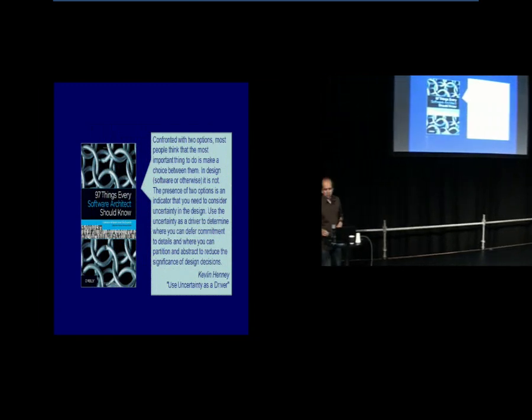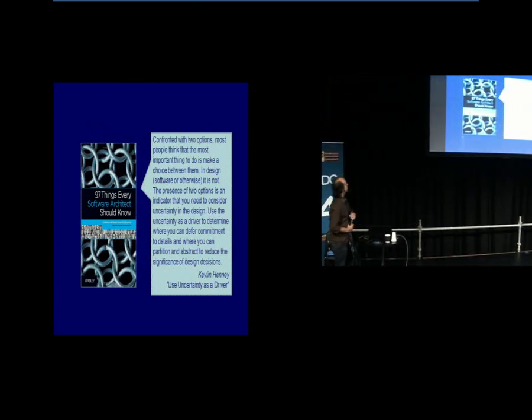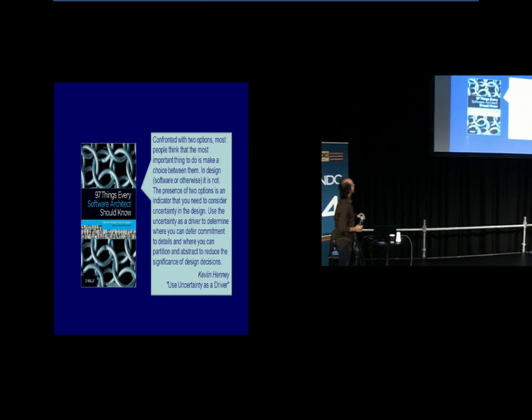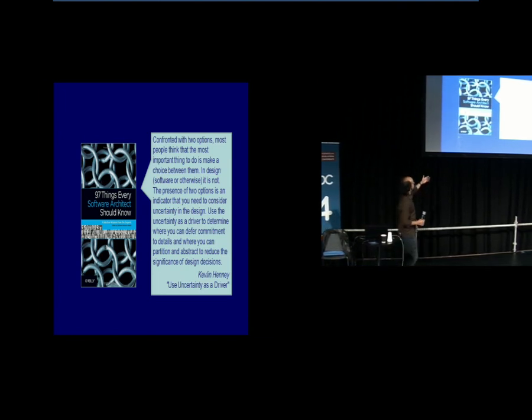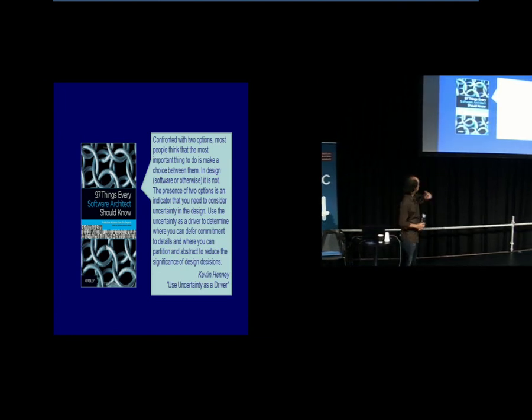This is taken from my contribution to 97 Things Every Software Architect Should Know. Confronted with two options, most people think that the most important thing to do is make a choice between them. In design, and it's not just software design, it is not. The presence of two options is an indicator that you need to consider uncertainty. It doesn't make uncertainty go away by making a decision. What you may do is mask the uncertainty, which is like sweeping it under the carpet. The uncertainty is still there. Making a decision was not the goal. Use the uncertainty as a driver to determine where you can defer commitment to details and where you can partition and abstract to reduce the significance of design decisions.